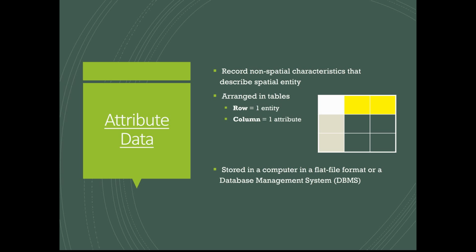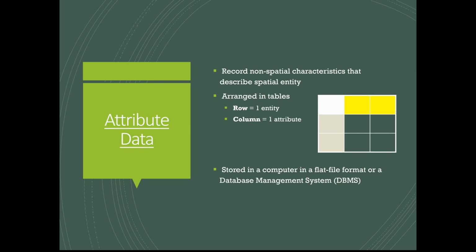But let's talk a little bit more about attributes. Attributes are the non-spatial characteristics that describe spatial entities. Attributes are commonly arranged in tables where a row is equivalent to one entity and a column is equivalent to one attribute or descriptor of that entity.